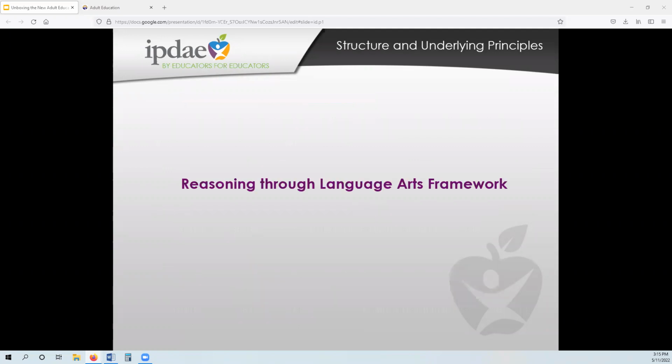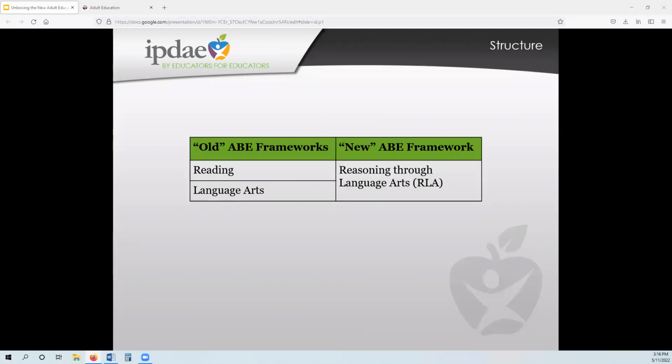Great, thanks, Molly. So I'm going to spend the next probably 10 to 12 minutes or so talking you through the structure and underlying principles of the Reasoning Through Language Arts framework, which is the new combined ELA framework. So let's first quickly talk about that new framework structure. Previously, the ABE frameworks included two different documents. There was a reading framework and a language arts framework. There is now only one.